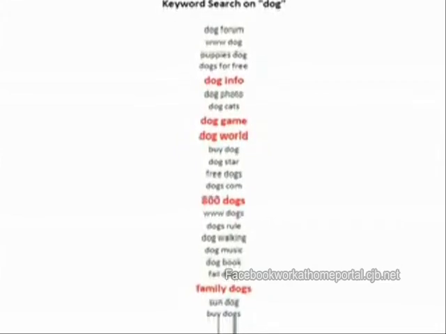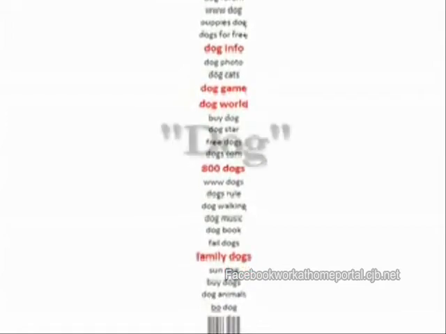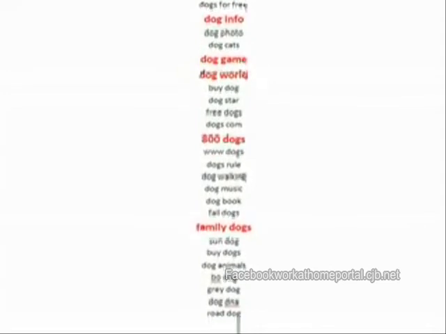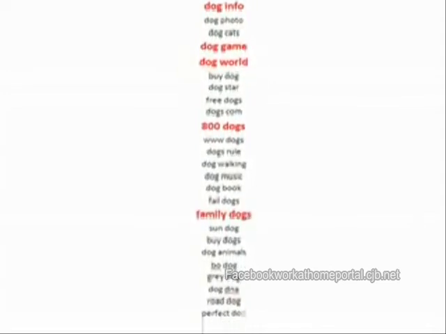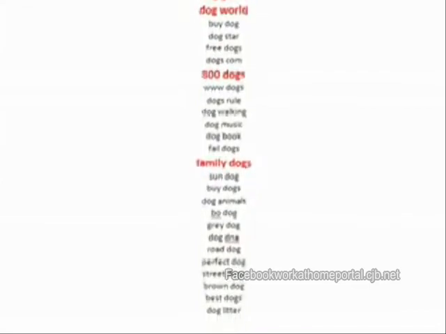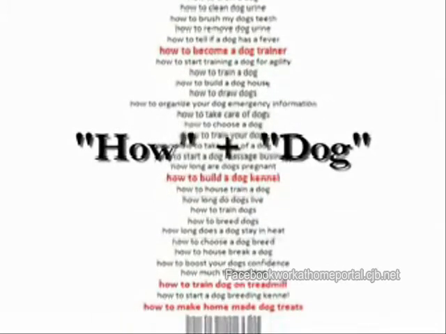And how is the secret here. Remember, I want to find problems that people are trying to solve. If I just enter dogs, I get searches like these, and I can't see from these searches what problems people are trying to solve. Things like dog info, dog world, 800 dogs, dog game, and family dogs. Those keyword phrases don't tell me anything useful about the intentions of the searcher. I don't know exactly what these searchers are after. But if I enter how plus dog, I'll get results from search phrases like how to or how do I. In other words, problems that indicate a need to take action.